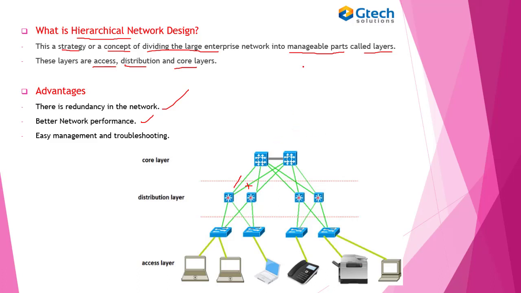Dividing the network into manageable parts provides a high performing network. Okay, easy management and troubleshooting. It's very easy to manage a network that is divided into layers or parts. We can assign one guy to manage the access layer, another guy to manage the distribution layer, and a third guy to manage the core layer. So these are the hierarchical network layers. We will understand how they function in the coming topics, so don't worry about that one. Let's move to our next topic.